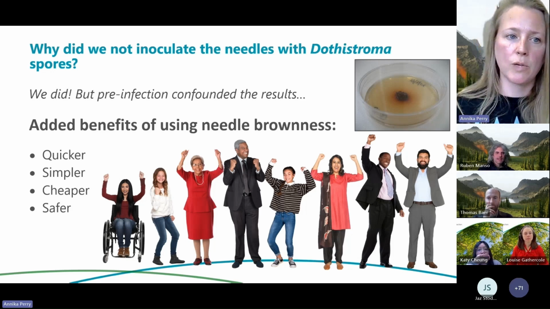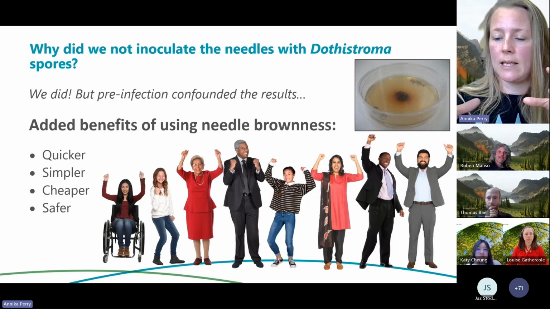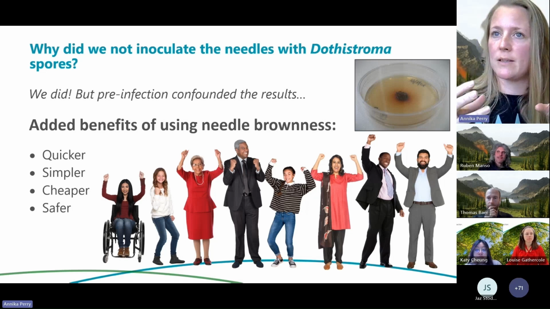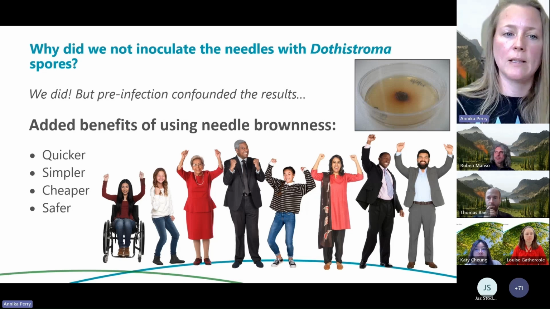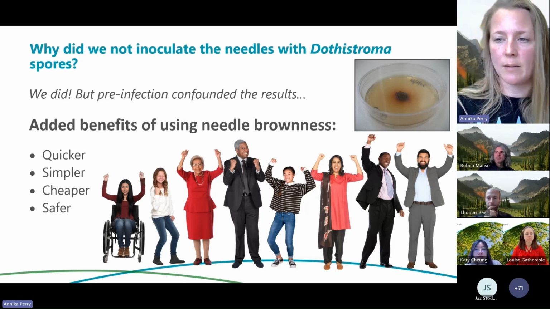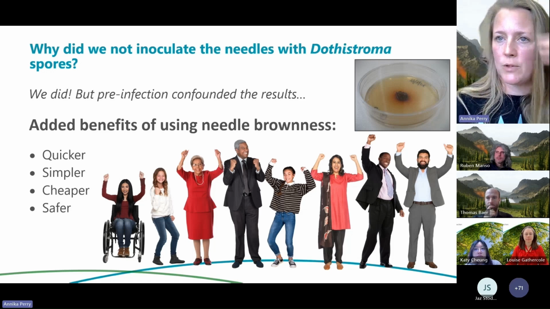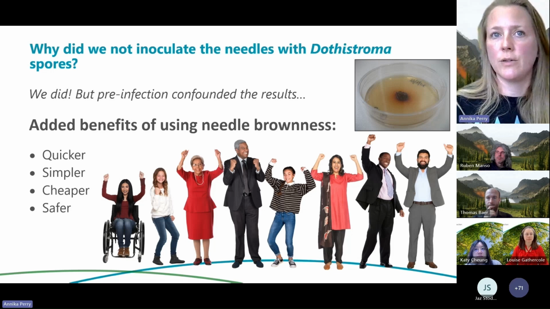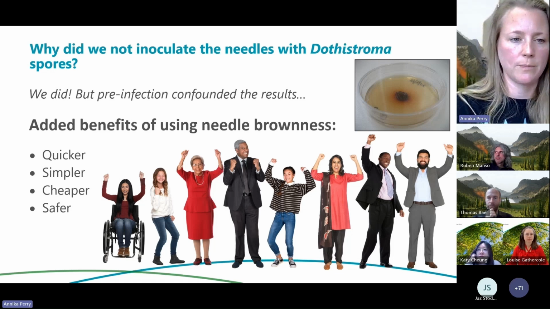I sampled at different points in the year. We even tried isolating the needles in the bags that are used for the controlled pollinations to try and stop the spores from coming in, and it was just not working. And it means it's very hard to disentangle the results from pre-infection from those from inoculation.